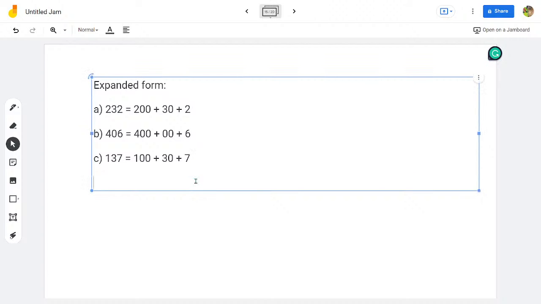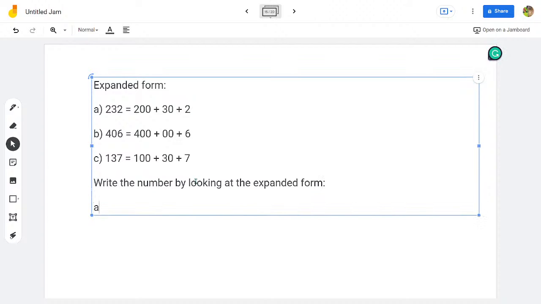Now if I try writing them in short form, let's say we have a few expanded forms and I have to write the number by looking at the expanded form. So let's say we have a number 900 add 90 add 9. That would be written as 999.